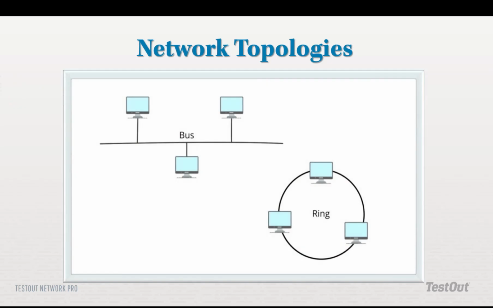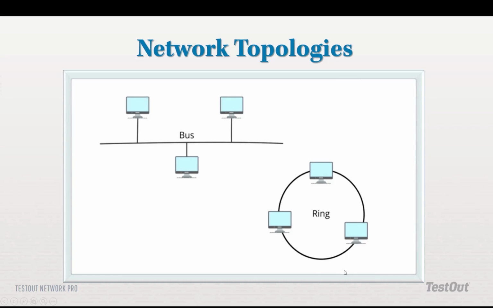Bus and ring are older technologies. In a bus, everything is connected to this bus. There's one long cable, so there's a terminator here and a terminator there, and each one is going to be connected here. The downside of this thing, if there's a break in this cable here, the whole network goes down. If you take the terminator off here, the whole network goes down.